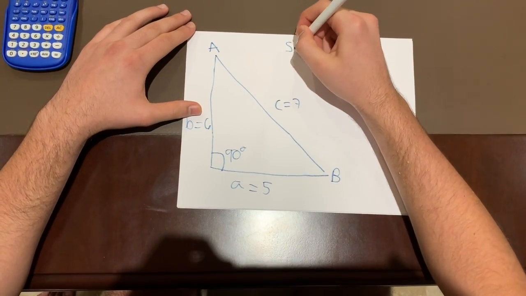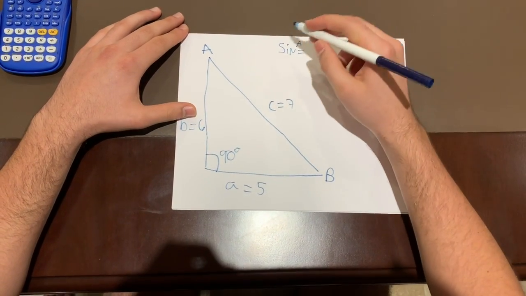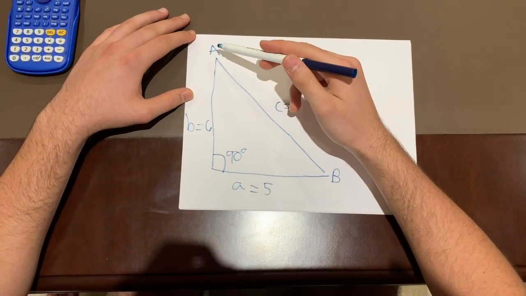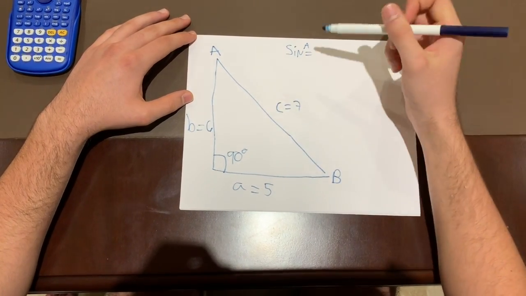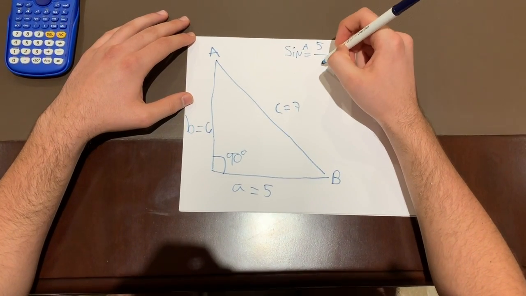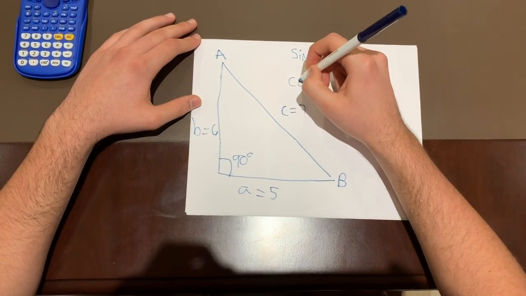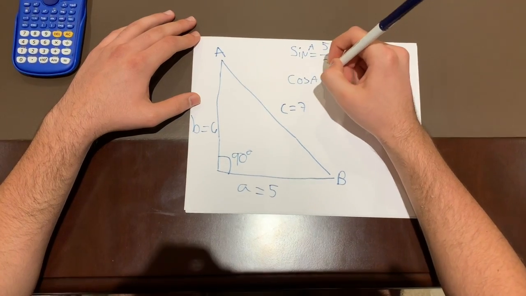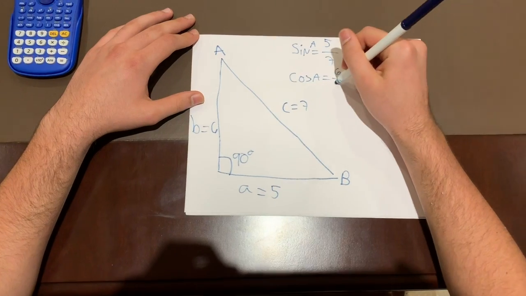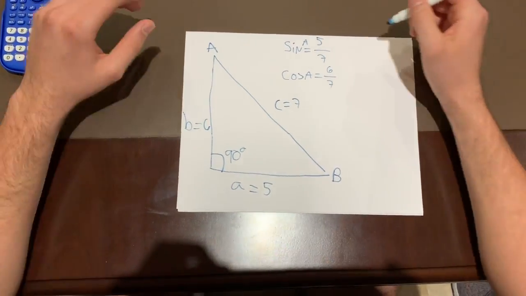So sin of angle A is equal to the opposite over the hypotenuse. So it's 5 over 7, and the cos of A is equal to 6/7. This can vary depending on the angles and the sides.